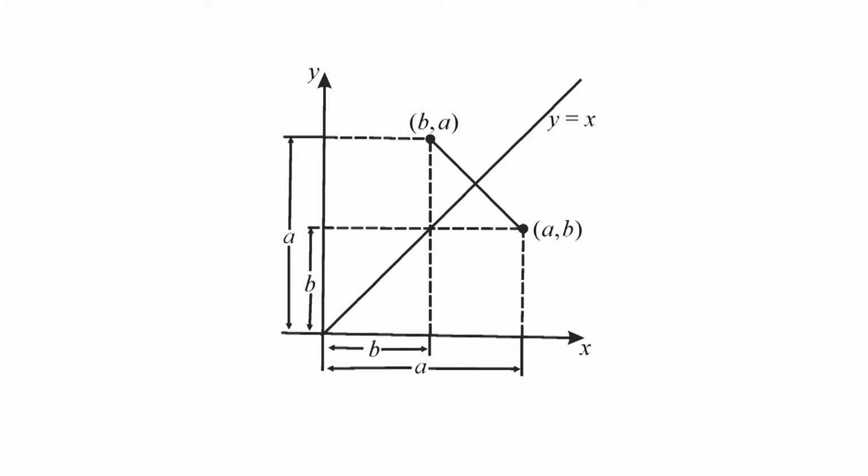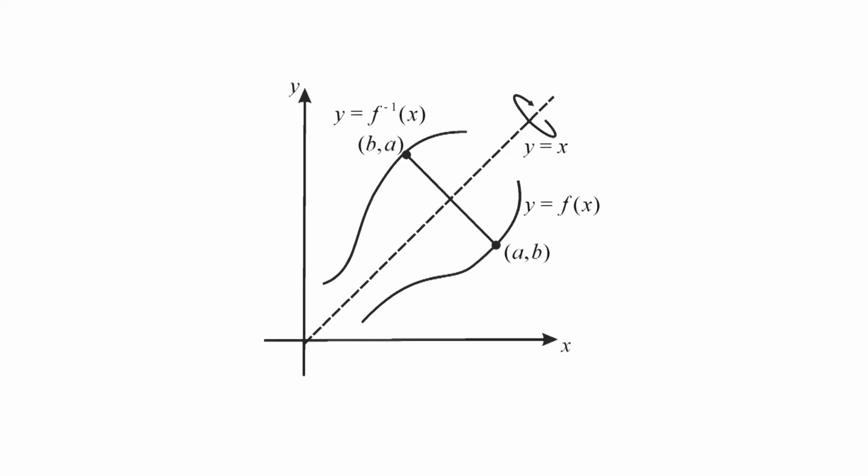Similarly, reversing the coordinates of a point on the graph of f inverse produces a point on the graph of f. The geometrical effect of reversing the coordinates of a point is to reflect that point about the line y equals x. Hence, the graphs of y equals f(x) and y equals f inverse of x are reflections of one another about the line y equals x.